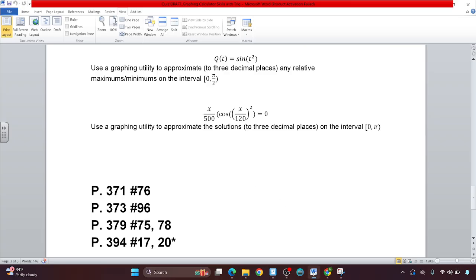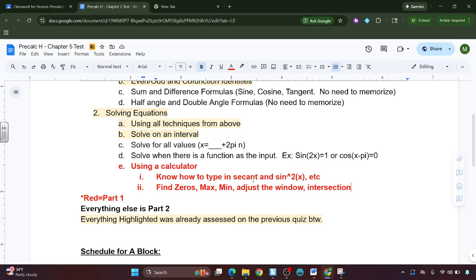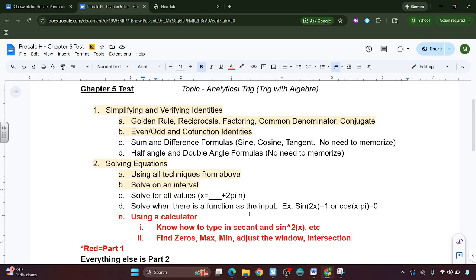The things that you're trying to be able to do are basically use a calculator. You're trying to be able to know how to type in secant and sine squared and things like that. You want to know how to find zeros, find a max, a min, adjust the window correctly, and find an intersection point. Everything else is going to be part two, and that's the real bulk of the test.